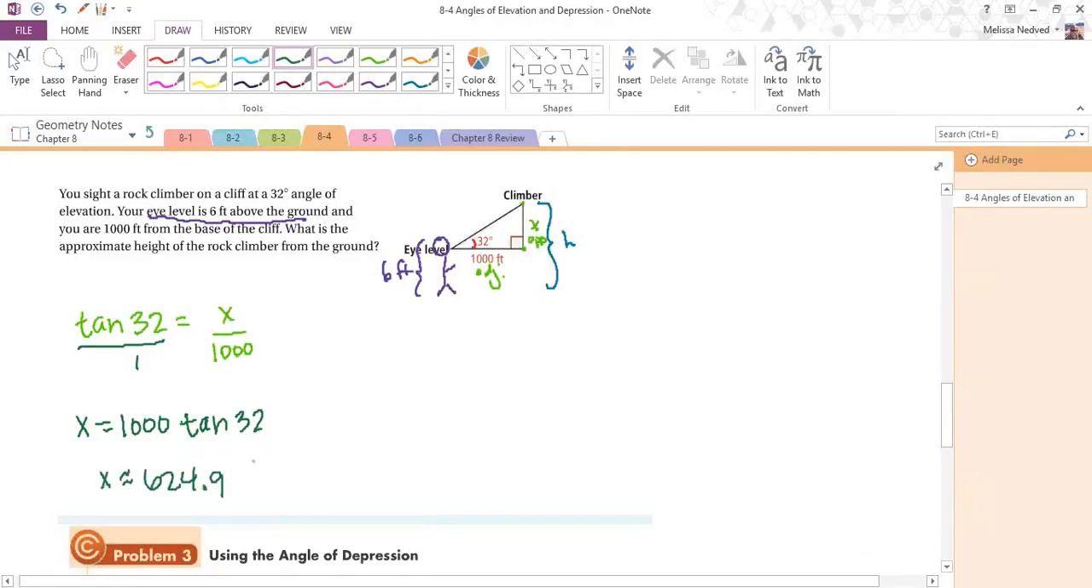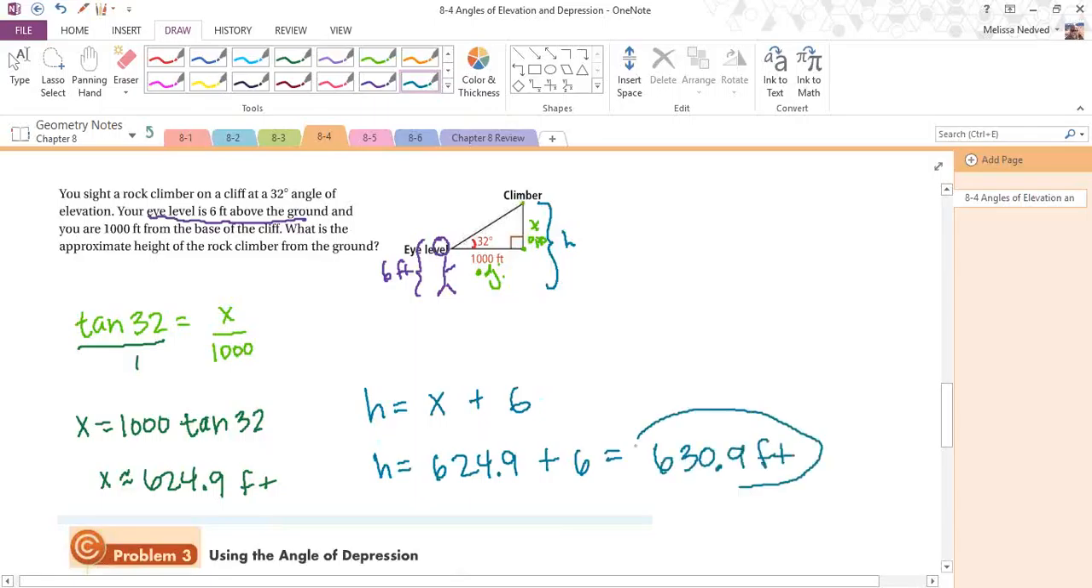But again, we're not done there. That's the distance from the climber to that person's eye level. We want to know the distance from the climber all the way to the ground. And since that viewer is 6 feet from the ground, our total height is going to be the height of x plus the 6 feet that our person stands from eye level to the ground. So again, substitution, x is 624.9 plus 6, and we get about 630.9, or you could round that up to 631 feet the climber is from the ground.